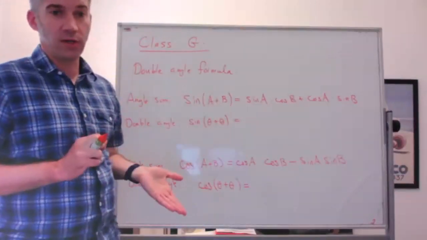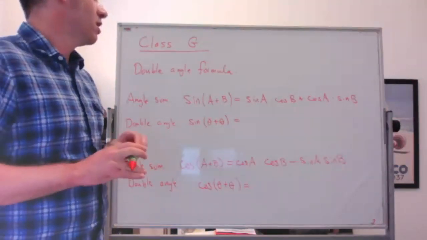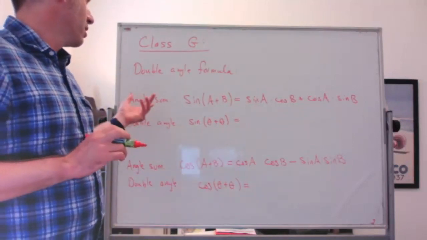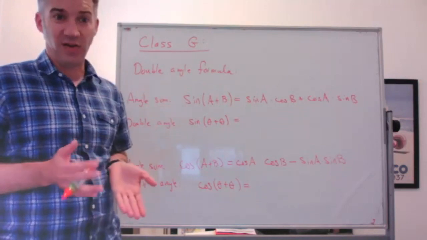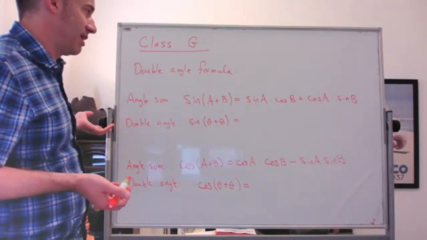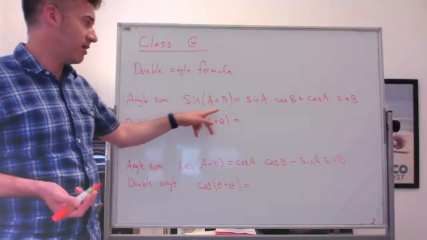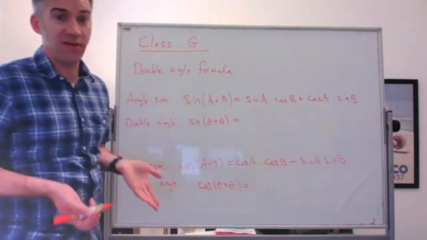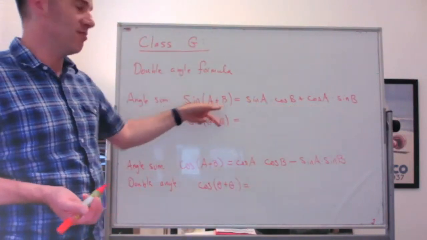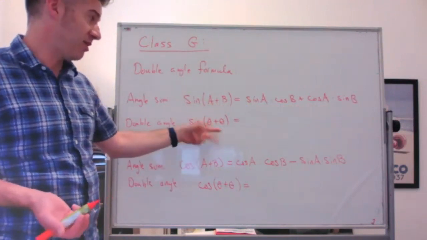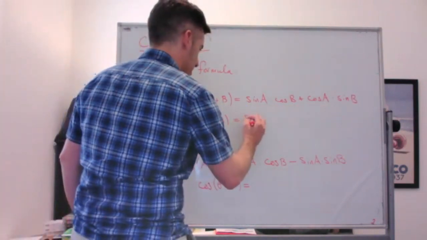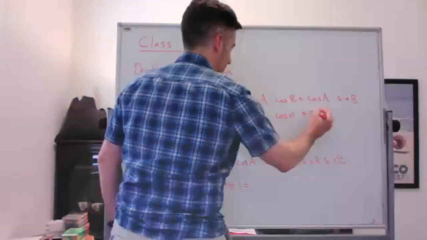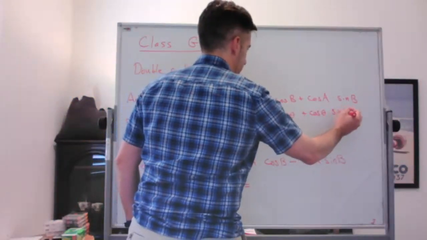The double angle formulas for sine and for cosine. I will also mention there is one for tangent, but we're not going to look at it. It is obtained by just using the angle sum formula. So the angle sum formula for sine, which we talked about yesterday, is sine of a plus b is sine of a times cosine of b plus cosine of a times sine of b. And all we're going to do to find the double angle formula is replace both a and b with the same angle. So sine of theta plus theta is going to be sine of theta times cosine of theta plus cosine of theta times sine of theta.